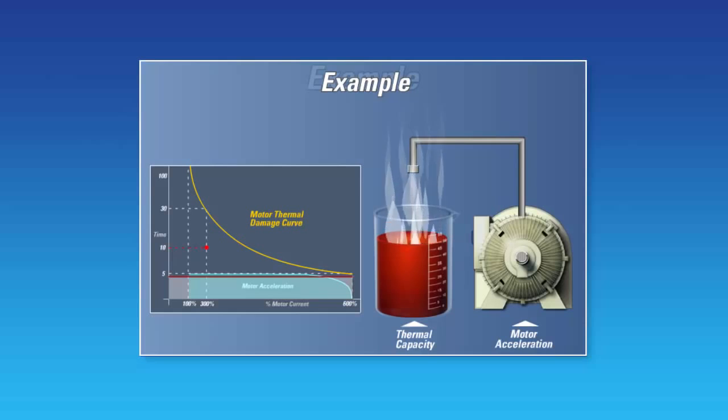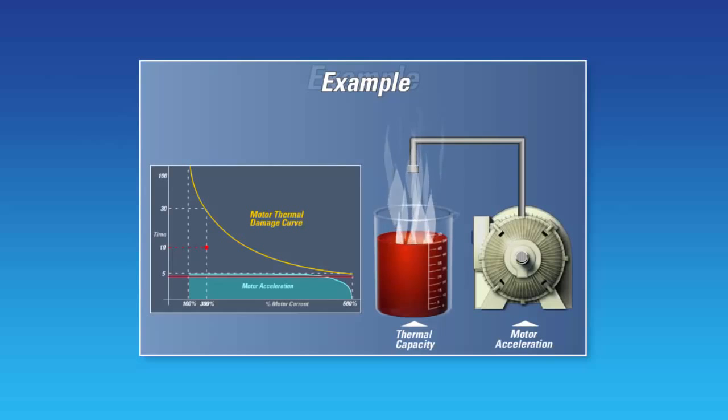From the graph, we can see that if the motor drew 600% for 5 seconds, 100% of the motor's thermal capacity would have been used. The motor draws 600% for 4 seconds, so 4/5 or 80% of the motor's thermal capacity was used during this portion of the motor's acceleration. This can be imagined as 80% of the vessel being filled with thermal energy.